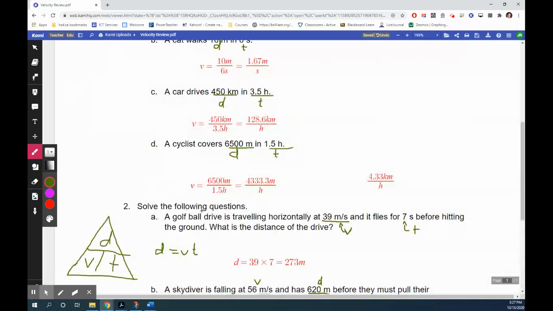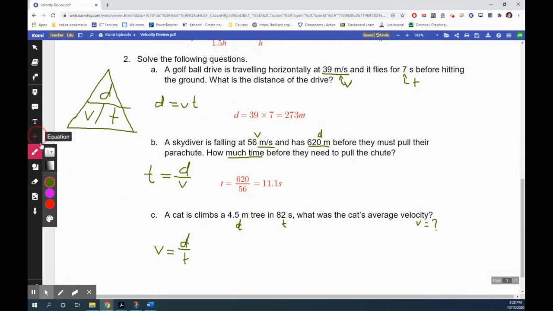This is just like the questions above, right? So what we are left with is V equals 4.5 meters divided by 82 seconds, and we get an answer of 4.5 divided by 82 is 0.055 meters per second.